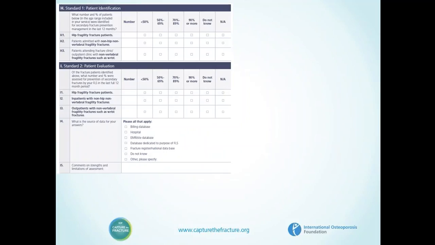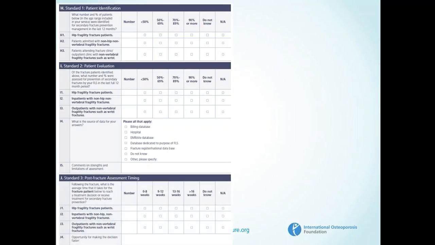For the patient evaluation, we also look at the number that were there before, and inpatients versus outpatients. The timing is essential, as we said, and this is of course an estimate of the proportion of patients who are assessed within the specific time frame. And the questionnaire here gives you an idea of what to register when you start up on FLS, that it may be important to know how long after a fracture it is before you do the investigation.